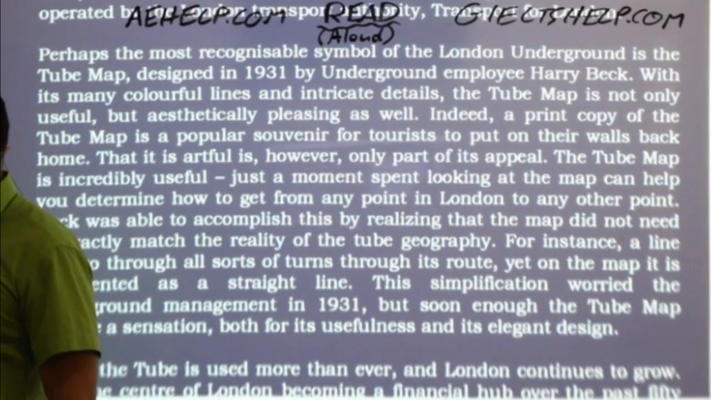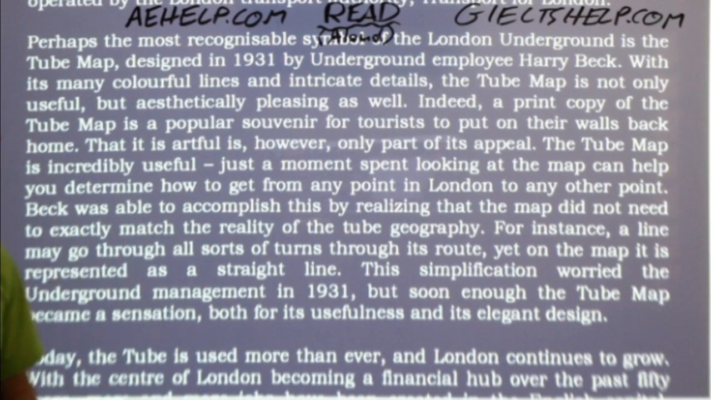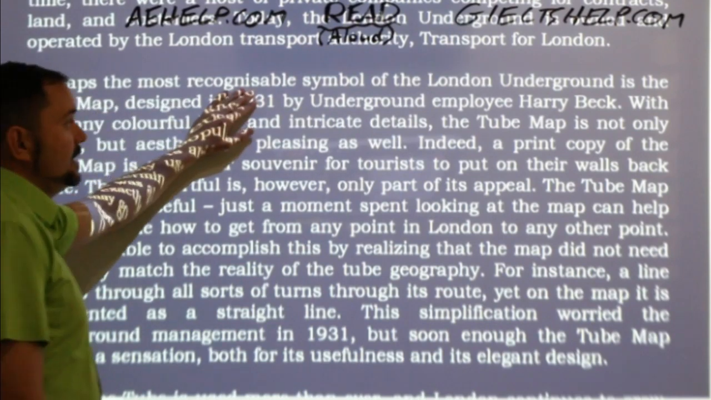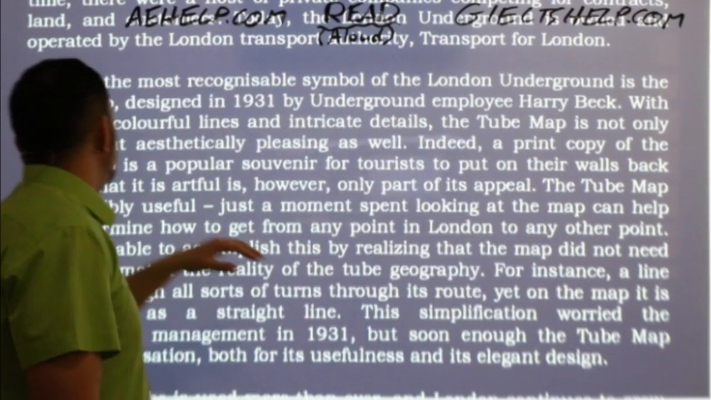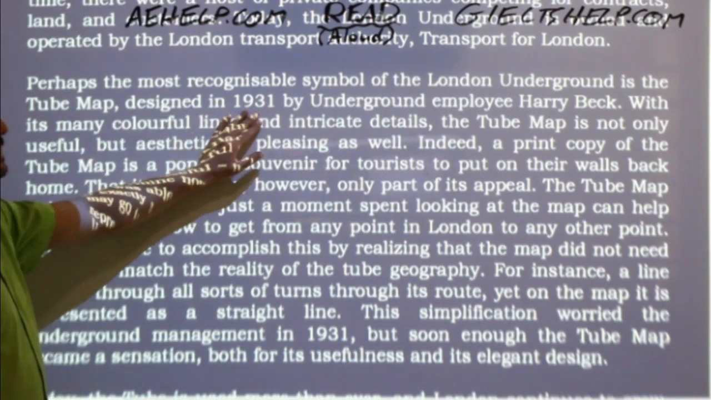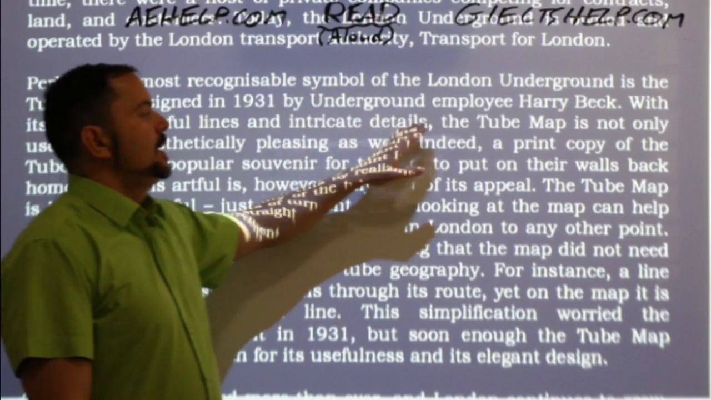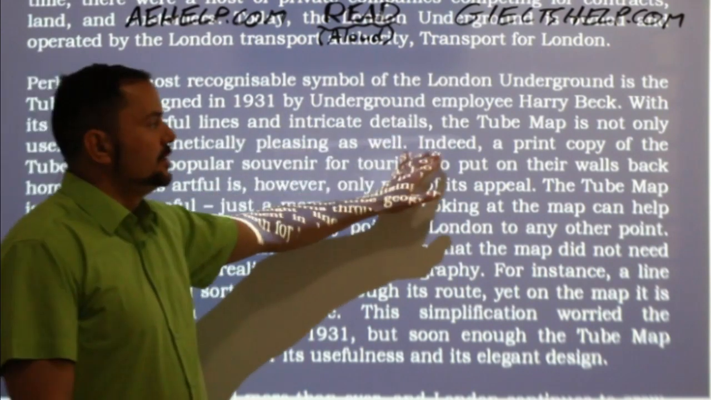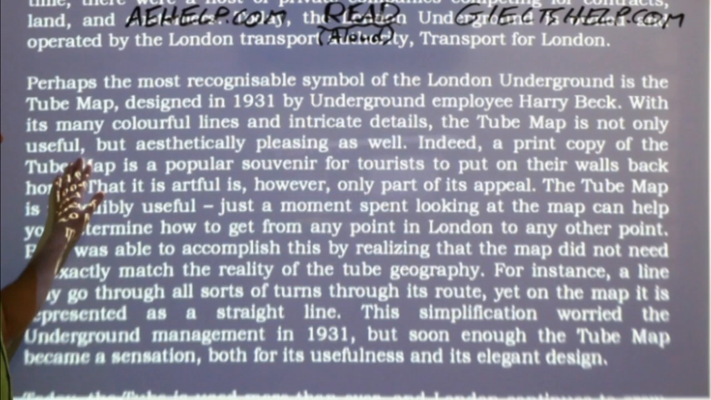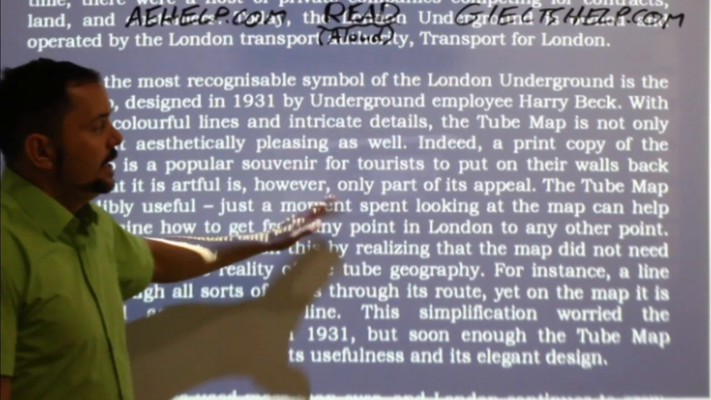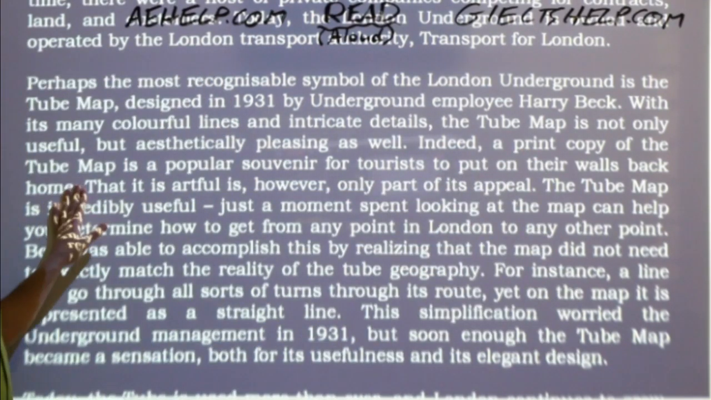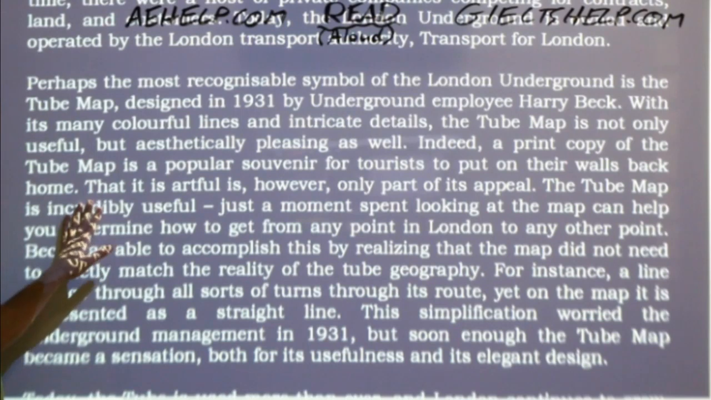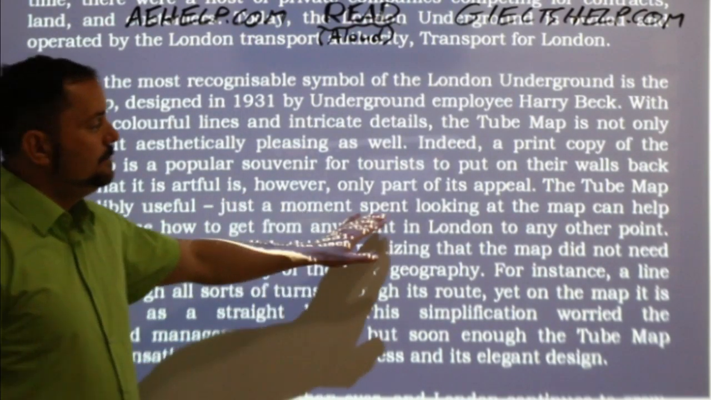Okay, here we go. Let's keep reading together, nice and loud. Perhaps the most recognizable symbol of the London Underground is the tube map, designed in 1931 by underground employee Harry Beck. With its many colorful lines and intricate details, the tube map is not only useful, but aesthetically pleasing as well. Indeed, a print copy of the tube map is a popular souvenir for tourists to put on their walls back home.